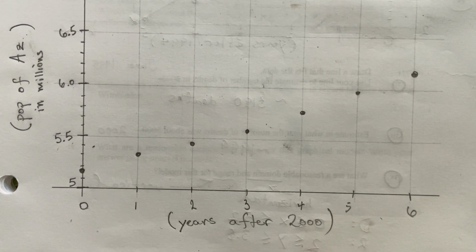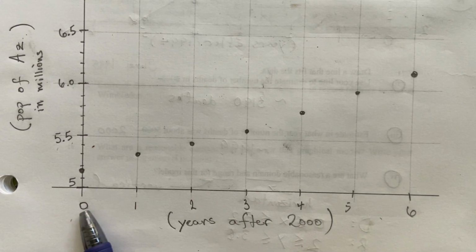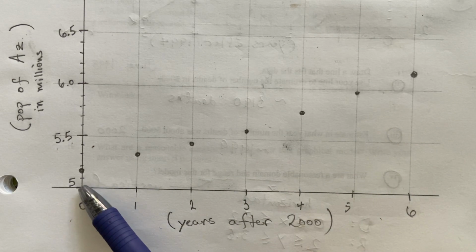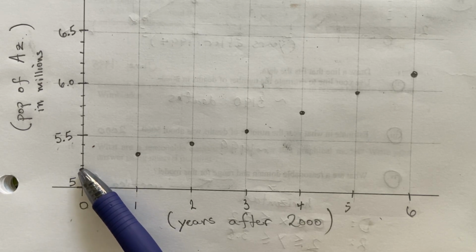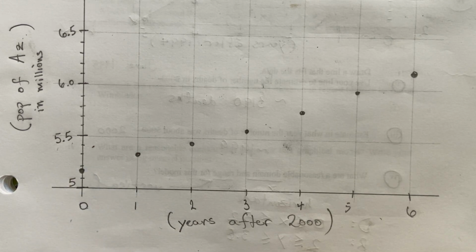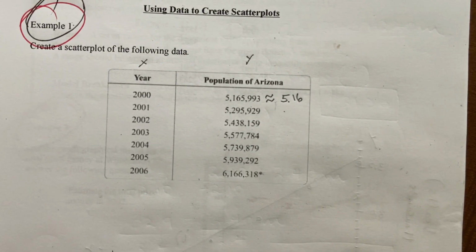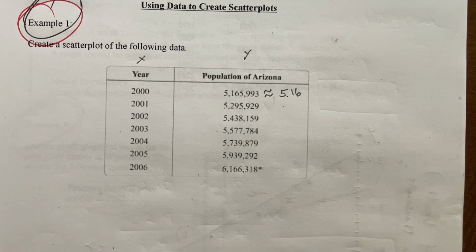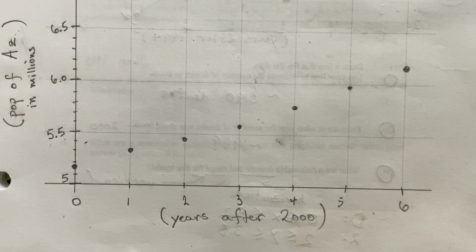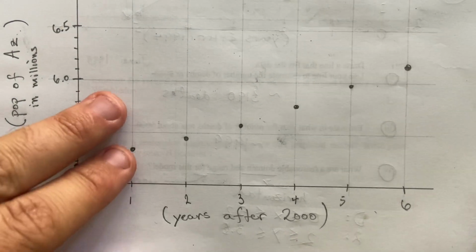I made this choice. So 0 years after 2000 would be 2000. 1 year after 2000 would be 2001, and so on. And this is the different data. So at 0 years after 2000, in other words, in the year 2000, we're at about 5.16. And that's what I had kind of estimated that first value to be. Anyways, that's what a scatter plot looks like. Moving on.